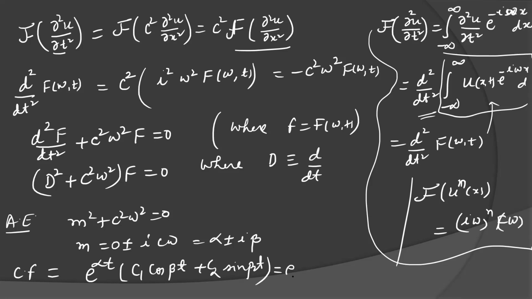Now put the value of alpha and beta. So e to the power 0t. C1 I am taking as A1. You can take C1 also, but I am taking A1 as the constant. Beta, if you compare, what is beta? Beta is c omega. So cos c omega t plus A2 sin c omega t. So this is the solution of this differential equation. It means F(omega,t) is A1 cos c omega t plus A2 sin c omega t.